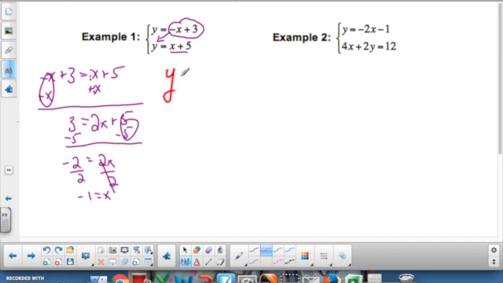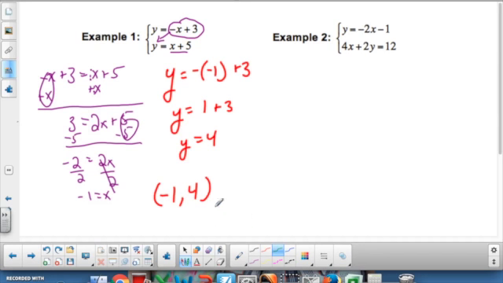So I'm just going to go into this first equation, and this is negative x, but in place of x, I'm putting negative 1 plus 3. Negative and a negative make positive, so this is just positive 1 plus 3, and 1 plus 3 equals 4. You could also plug this in here just to make sure. Negative 1 plus 5 would also equal 4. So regardless of where you put it, my solution is negative 1, 4. Make sure you rewrite it as an ordered pair so that you've given me both an x value and a y value.